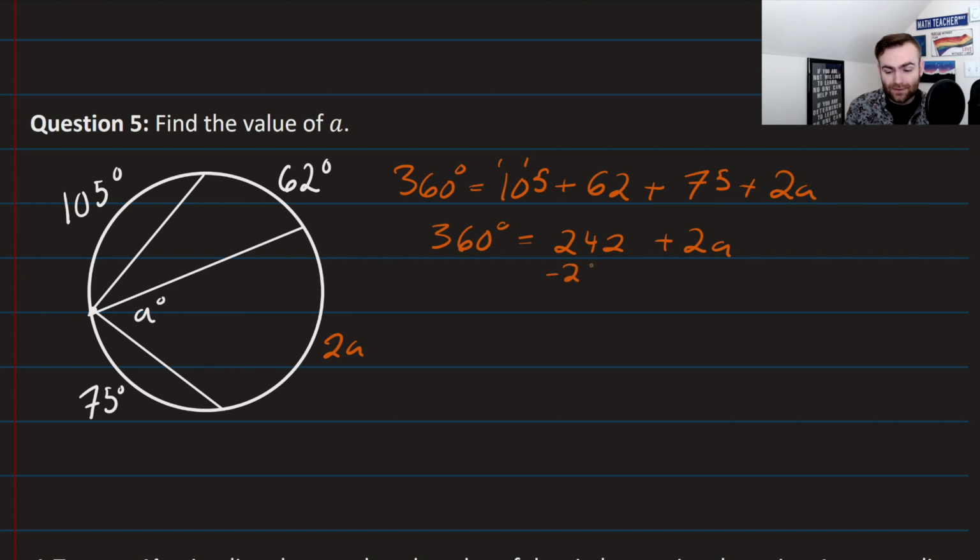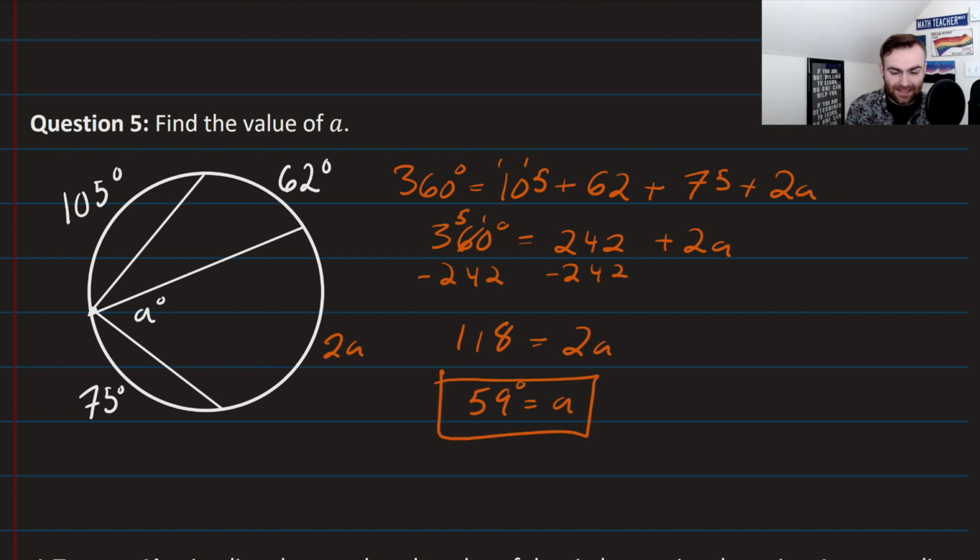Subtract the 242, and we need to borrow a little bit. So that leaves us with an 8, that leaves us with a 1, and that leaves us with a 1. So we have 118 to split in half. Half of 100 is 50. Half of 18 is 9. So that means that A is equal to 59 degrees.